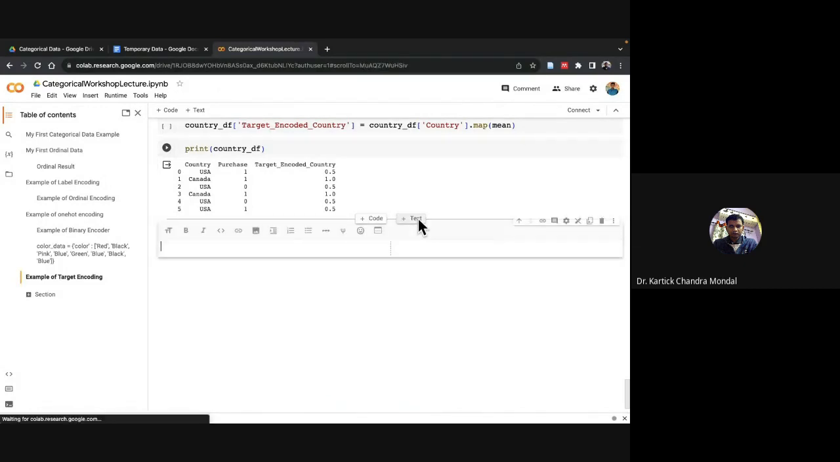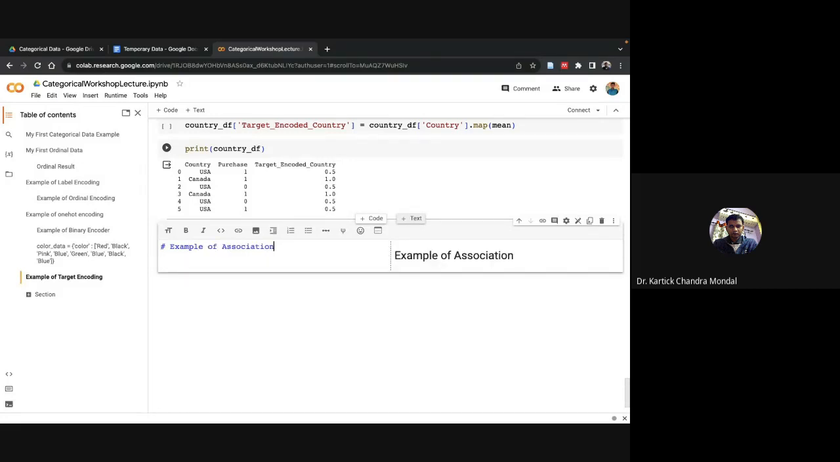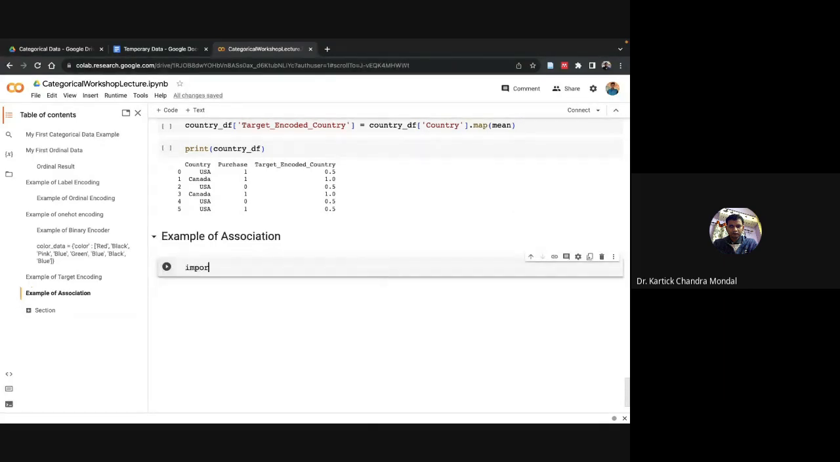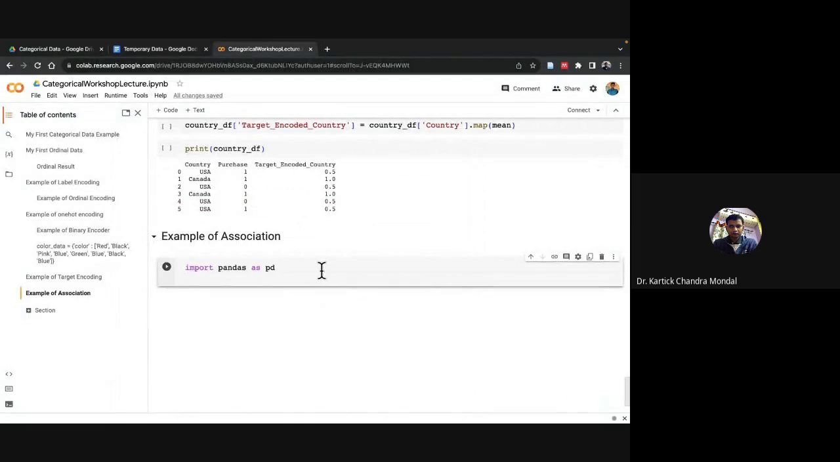Now, my first example, an example of association. First we will consider two variables or two attributes, that is gender and voting preference. So how to create the data? For this, I will use pandas as pd. So let's create some data set.